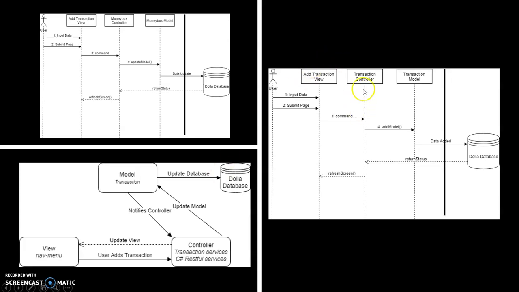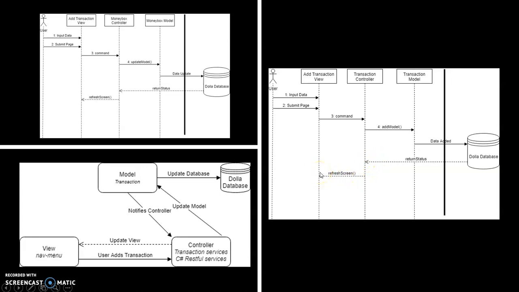Over to the right, we have our first post call. As the user inputs the data and submits the page, on the transaction view page, it's going to send a command to the transaction controller. The transactions controller is going to see it's a post, and it's going to add the model. In return, the model is added to our database. After it's added to the database, it returns a status of OK, and it refreshes the screen.